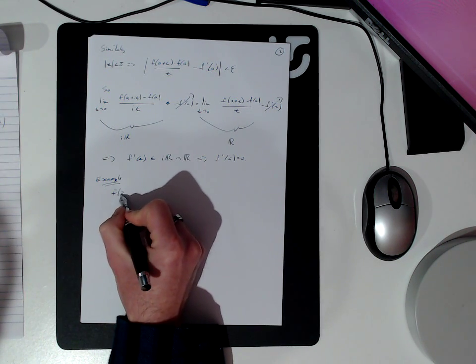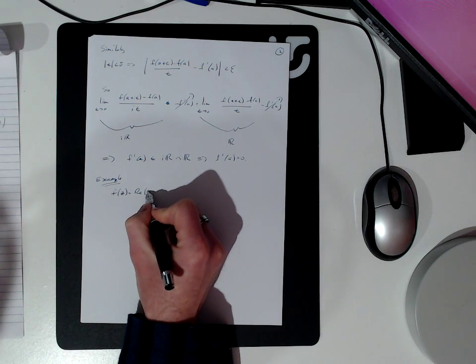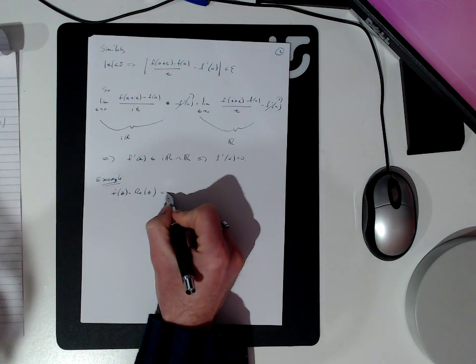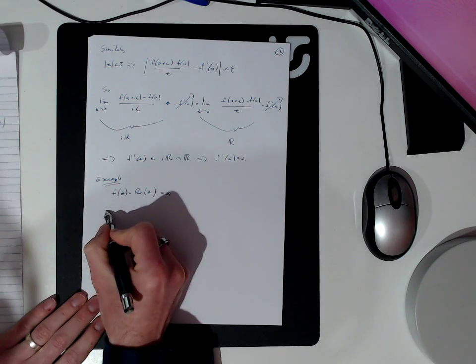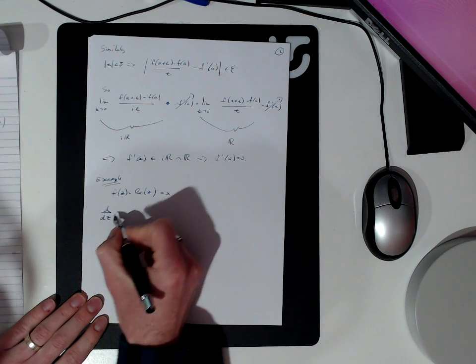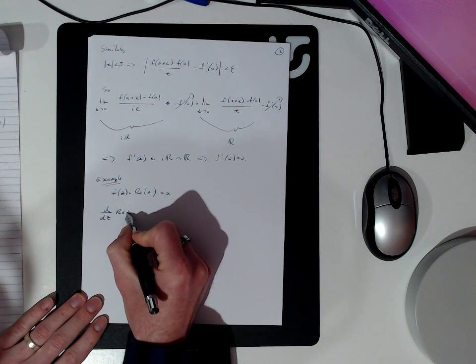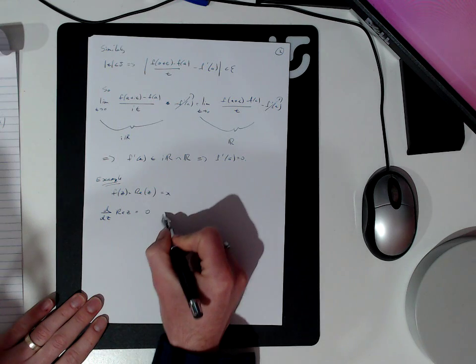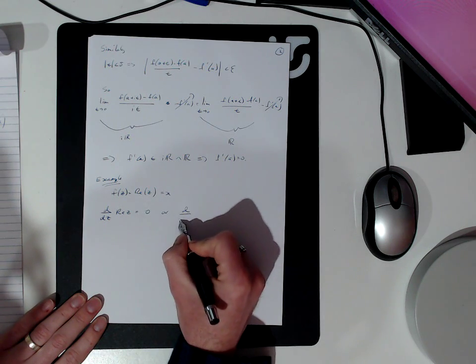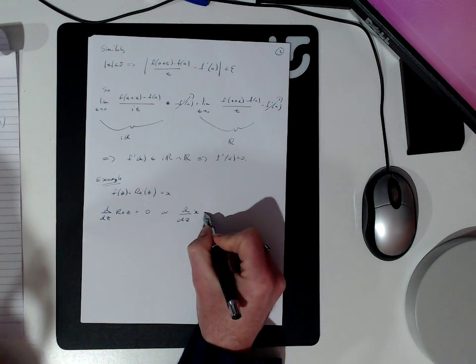What if we had f of z is equal to the real part of z, which I'm just going to write down as x. dz of the real part of z is equal to 0. Or another way to put this is dz of x equals 0.